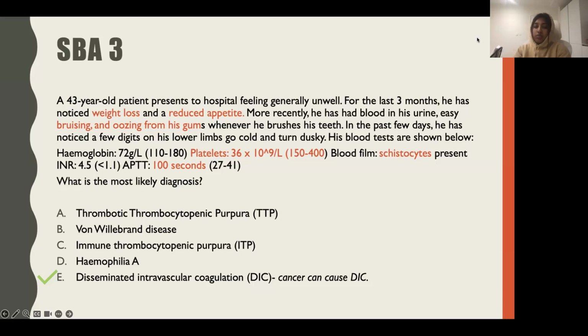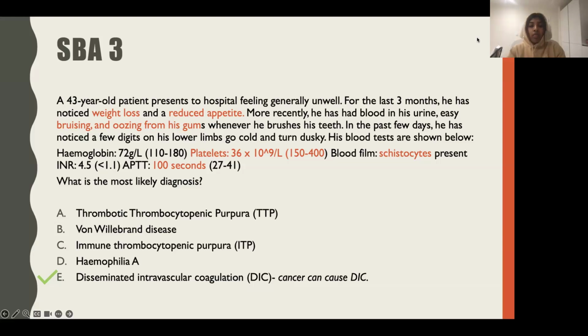So with DIC, it's important to note what things can cause DIC. Things that I can remember are cancer. Cancer is a big one, and sepsis is a big one. That can cause DIC. The APTT will be prolonged. It can cause low platelets. And then schistocytes on blood film is characteristic of DIC. Schistocytes don't appear in everything, so DIC is one of those conditions where they definitely do appear. So if you see that word, think DIC.